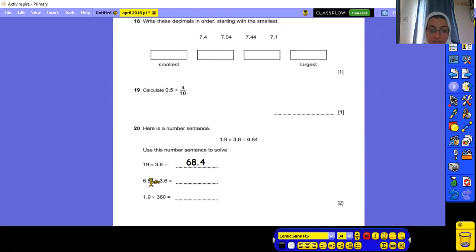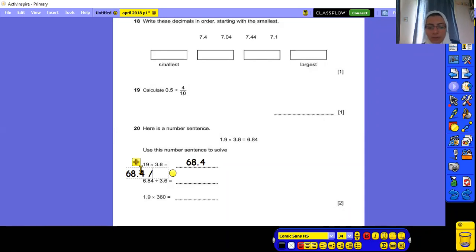Right. In this question, guys, 6.84 divided by 3.6. Whenever you have two decimals on both sides, you have to make the second number a whole number. So what I will do to make it a whole number, I will multiply it. Here you have one decimal place in 3.6, so I multiply both numbers by 10. So if you multiply 6.84 by 10, it will be 68.4, right? And then divide it.